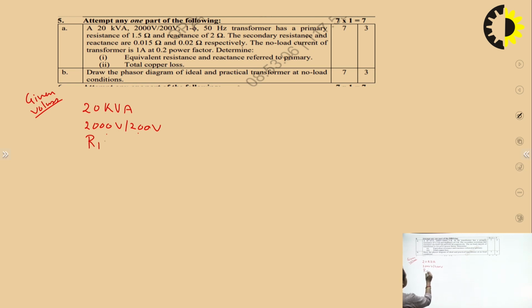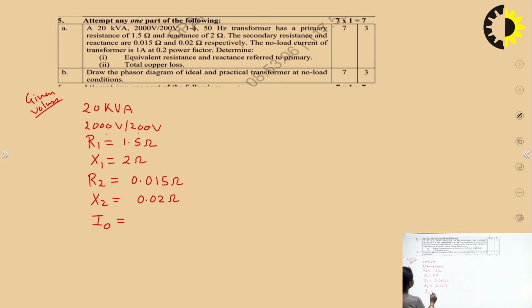Primary resistance, that is R1, is given as 1.5 ohm and reactance X1 is given as 2 ohm. These are the primary resistance and reactance given in the question. Then secondary resistance R2 is given 0.015 ohm and X2 is given 0.02 ohm. And no load current I0 is given 1 ampere and power factor cos phi is given 0.2.